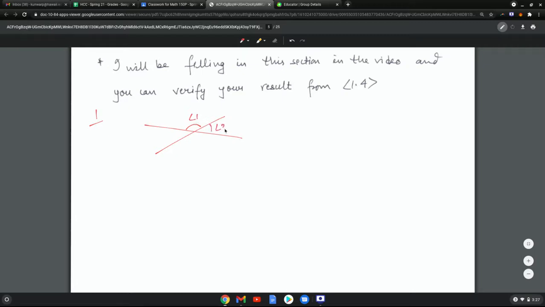Okay. Now, in the first activity, you draw any two lines and you label these angle 1, angle 2, angle 3, and angle 4. Then what you will observe is angle 1 equals angle 3 and angle 2 equals angle 4. These are called opposite angles. So opposite angles are equal.